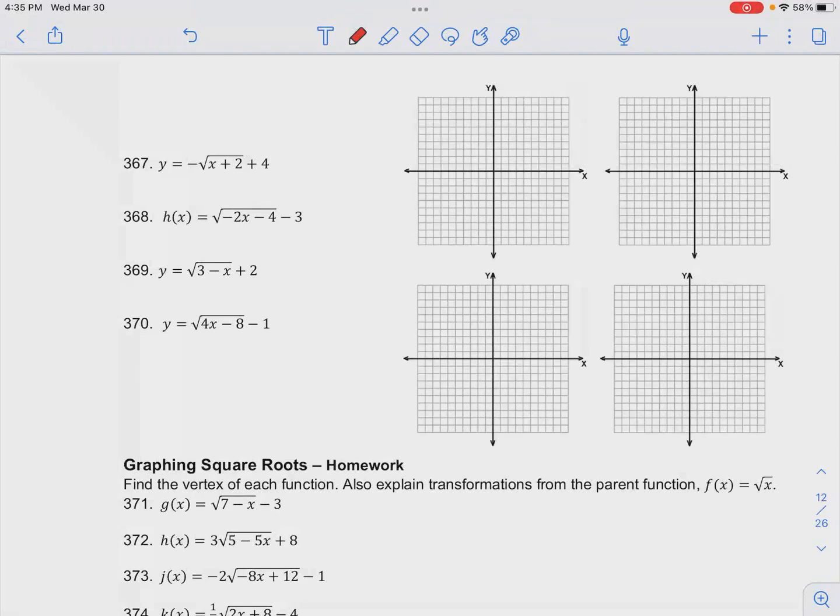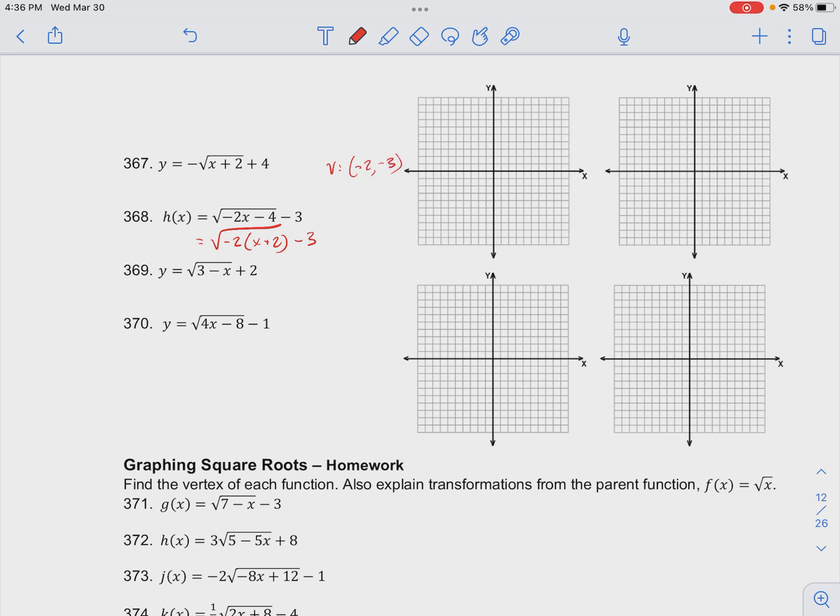Number 368 in your classwork for graphing square roots, we want to graph the function and find the domain and range for it. So we have the square root of negative 2x minus 4. So we're going to go ahead and pull out a negative 2 from the x and negative 4. So that gives us negative 2 times x plus 2 minus 3. So if this is our vertex form, then our vertex occurs at negative 2 comma negative 3.